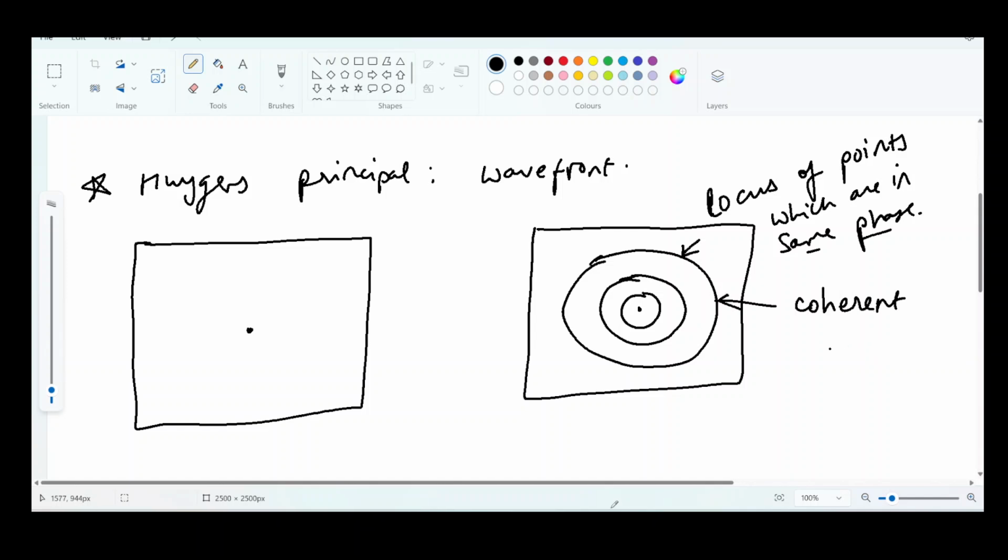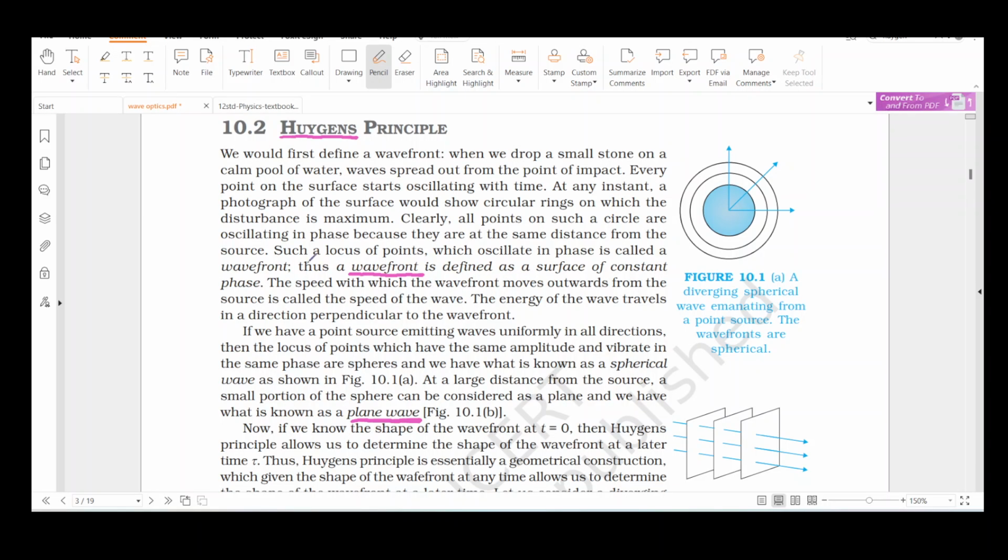What is the meaning of coherent? Coherent means they have the same phase and they have the same beginning in time. So same phase is technically called coherent. So coherent waves means all waves that have the same phase. So a wavefront is a locus of all points which are vibrating in the same phase and which will vibrate in the same phase as long as they exist. So this is what we have as wavefront. In the textbook it says a wavefront is defined as a surface of constant phase. This is exactly what I said.